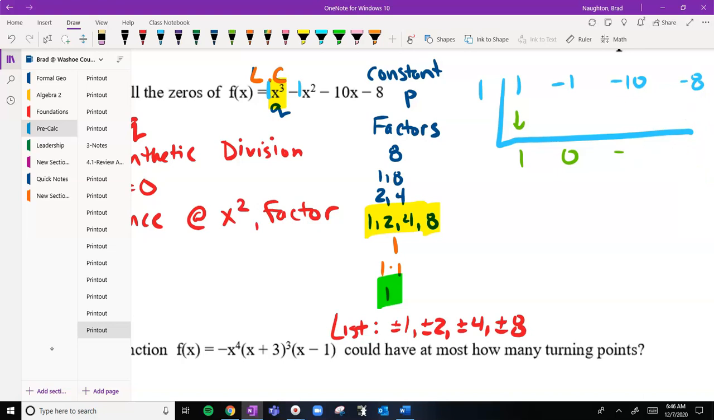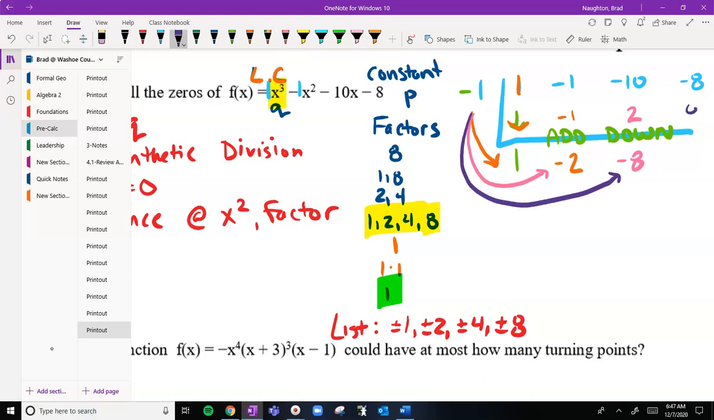Okay, so let's try another one, like -1. This one, I believe, is going to work. So drop the first one. You're going to always add down. And then you're going to multiply the outsides. Since the 1 didn't have anything underneath it, that's why I just dropped. So times the -1 is going to be -1. So that's going to give me a -2. And then -1 times -2 is going to give me a +2. That's going to give me a -8. And then I'm going to have -1 times a -8, and that's going to be a +8. And then I have a remainder of 0, which is what I want.